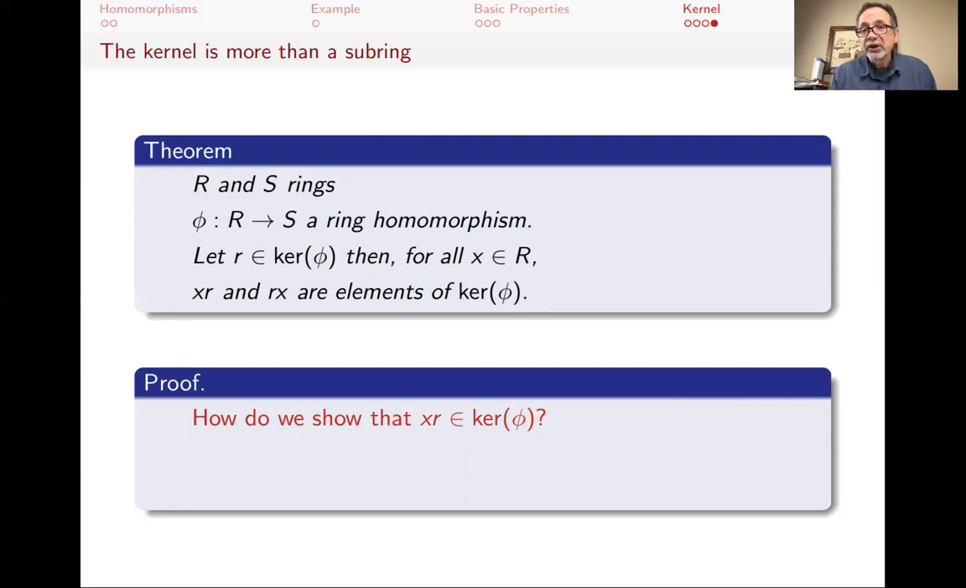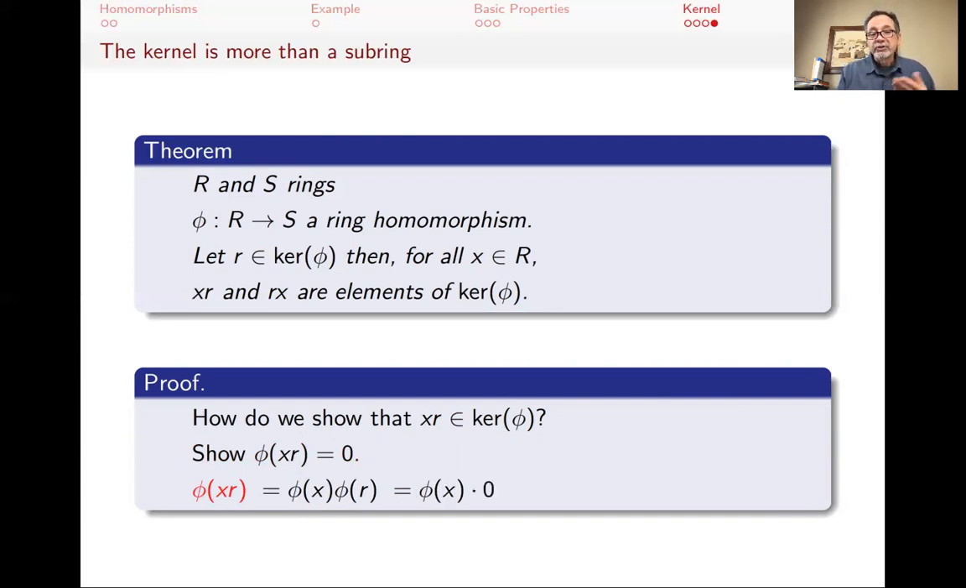How do we show something is in the kernel? Something walks through the door and says, I'm in the kernel. You don't believe it. What do you do? Well, you just apply phi to it and see if you get zero. So we have to show that phi of xr is zero. But what is phi of xr? Well, we have a homomorphism, so this is phi of x times phi of r, but r was in the kernel, so that goes to zero, and phi of x times zero is zero, and we are done. So phi of xr is zero, so xr is in the kernel, and rx would be the same.